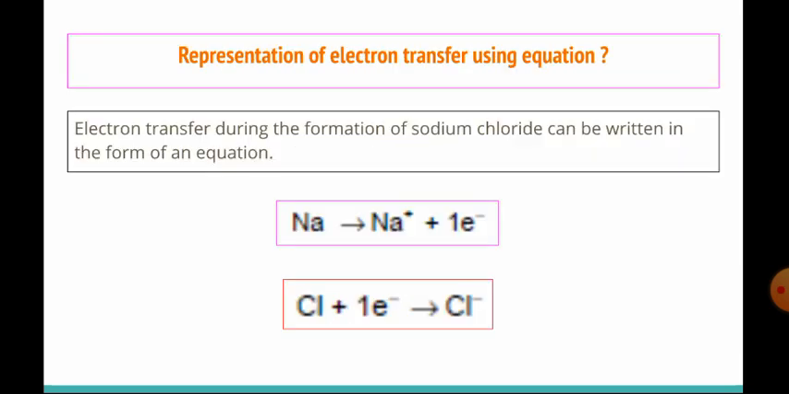Now, moving on to the representation of electron transfer using equation. Electron transfer during the formation of sodium chloride can be written in the form of an equation. Na giving Na+ plus 1 electron. Cl plus 1 electron giving Cl-.